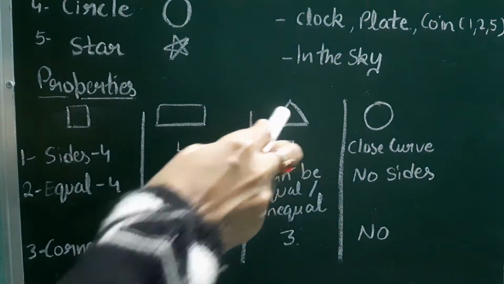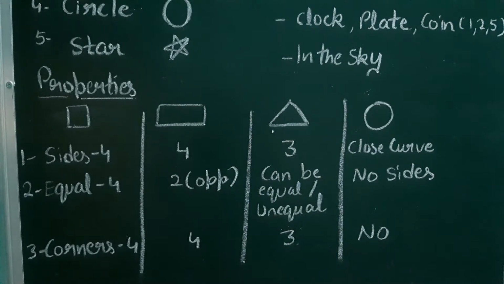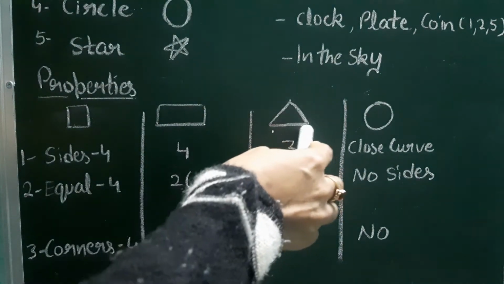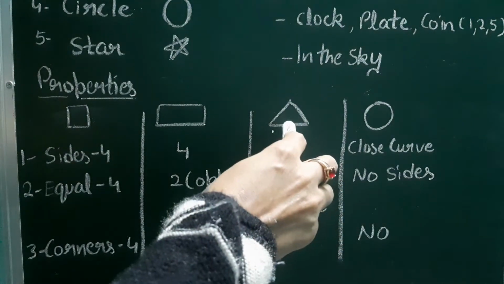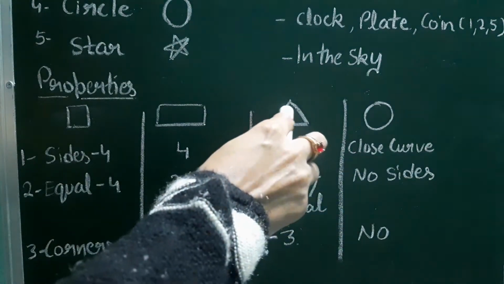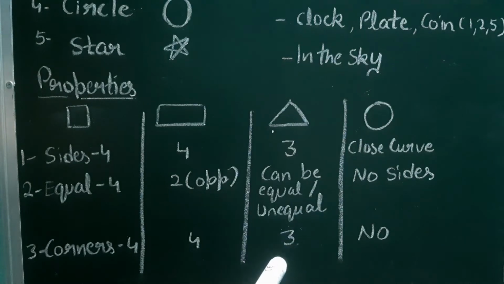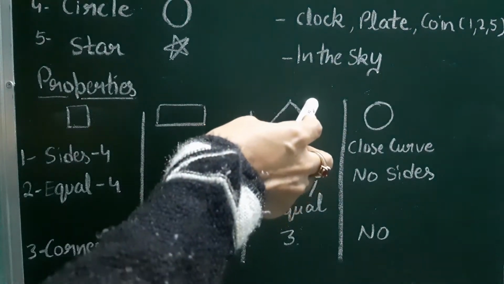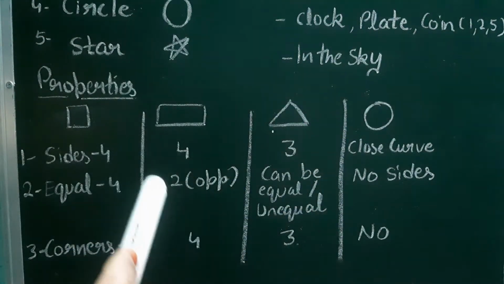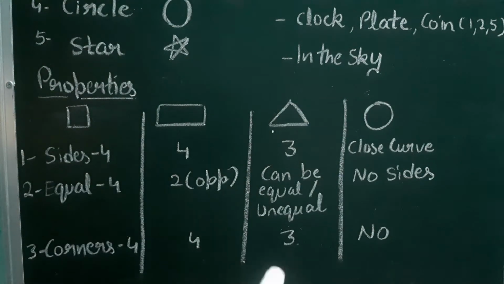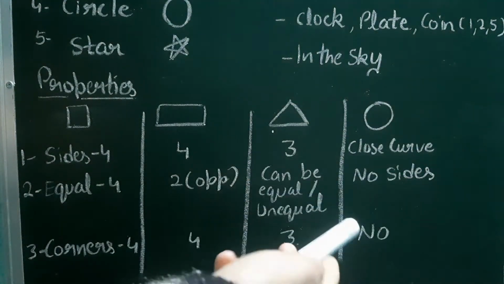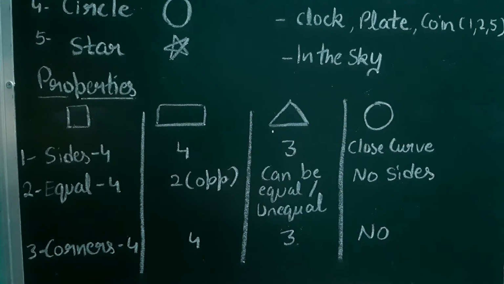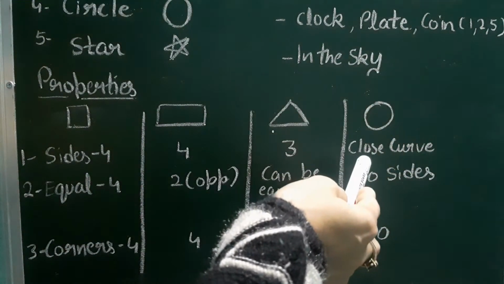Then comes the triangle. Now it can be of equal or unequal length: all the 3 sides can be equal, or 2 sides can be equal, or all the 3 sides are of unequal length. For example, 5 centimeter, 2 centimeter, 3 centimeter. Clear? Then comes the circle. In a circle there are no sides, means no equality. Clear? Because this is a closed curve.